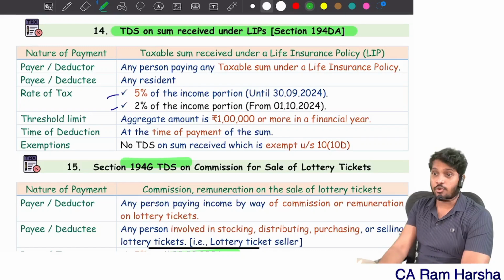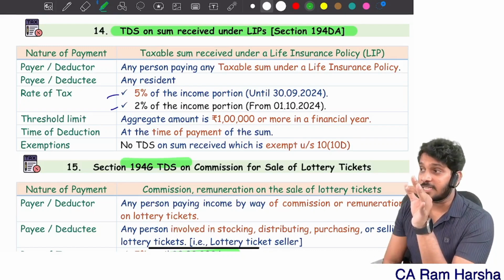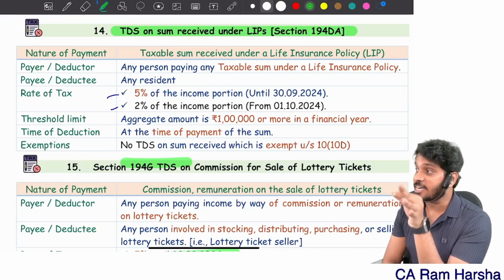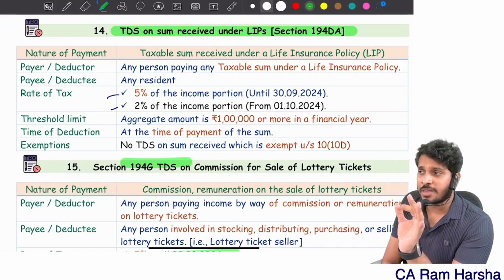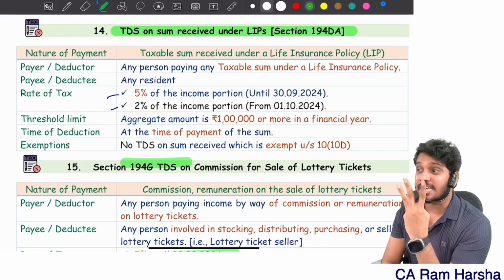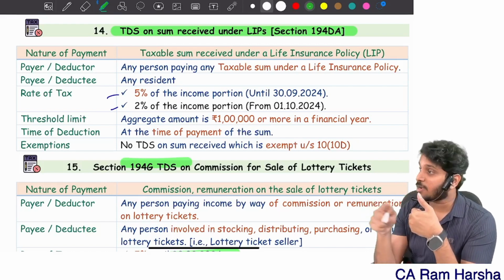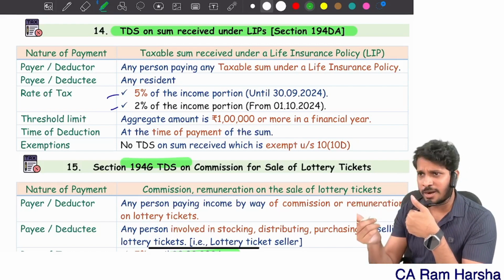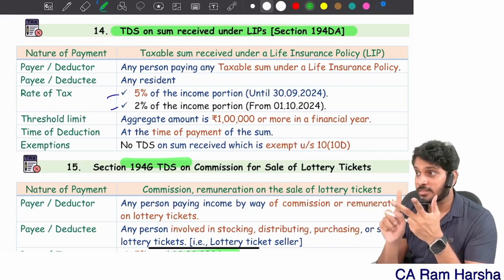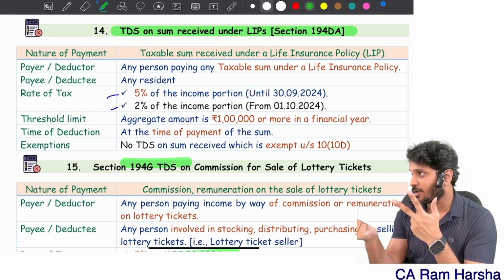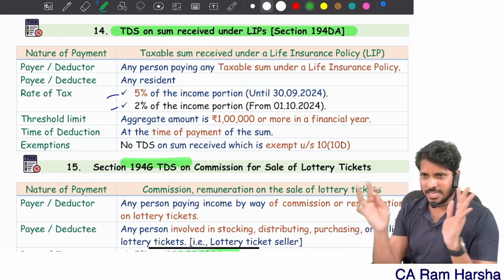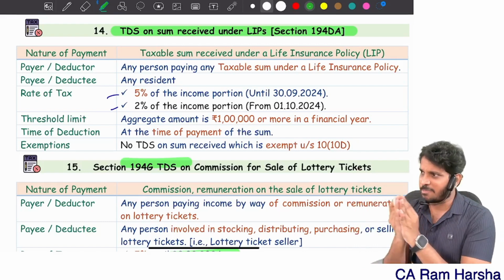What is 194DA? Insurance company is paying money under an insurance policy. When an insurance company pays money under an insurance policy, there are 3 circumstances. 1, yearly cashback might be there. 2, maturity amount. 3, surrender of the policy. Simple. All these days you are paying premium to the company. Now the company is paying back your money.